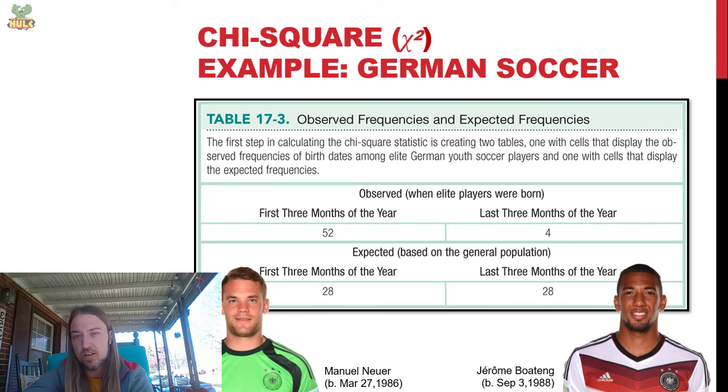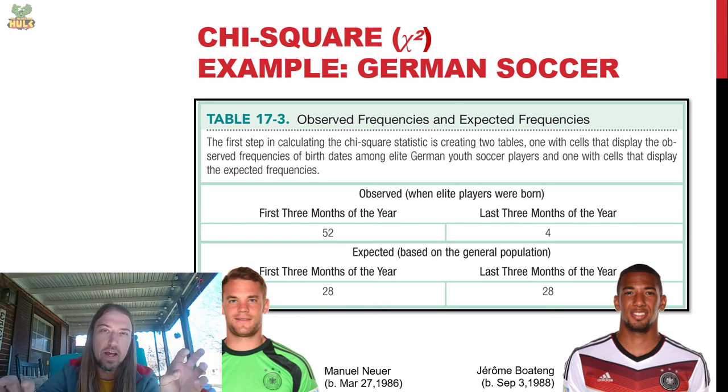So if there's 56, with 52 in one grouping and 4 in the other, the expected value, if chance were operating, would be that 56 would be divided equally between those two groups, and you'd have 28 born in the first part of the year and 28 born in the last part of the year.